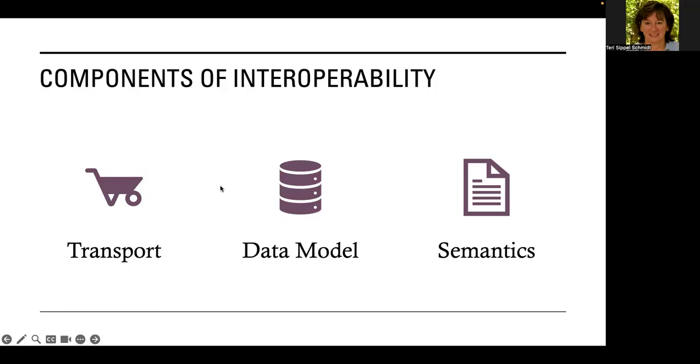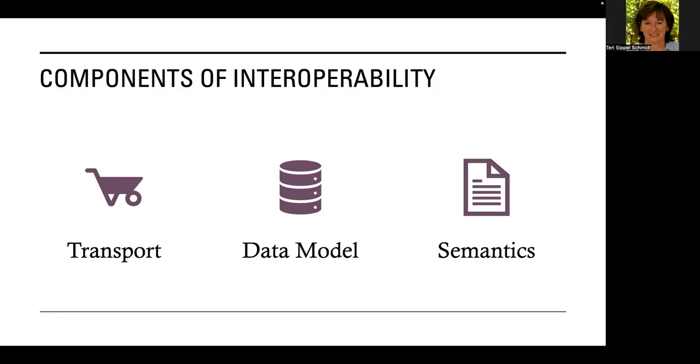All right. There are three components of interoperability, and you need all three components for healthcare data to go from any one system to any other system. We're going to talk about transport. How do you move the data from one system to the other system? Especially, how do you move it securely?